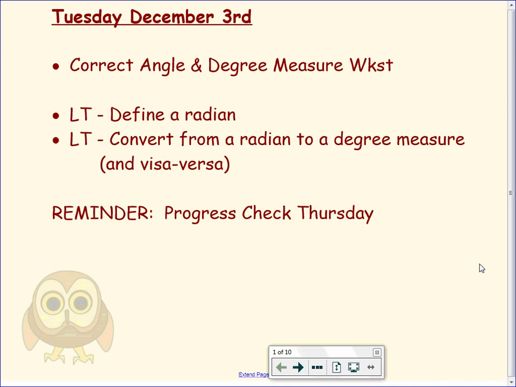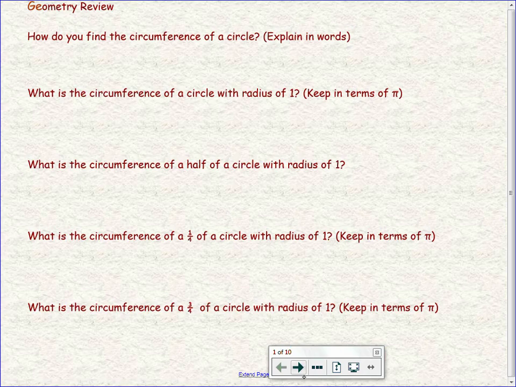Tomorrow, we're going to do some more practice with it and start using some of the first formulas with it. And then we will be down the road. Our next progress check is going to be on Thursday. All right, so your sheet should be in front of you. It should say 6.1, day 1 radian measure.